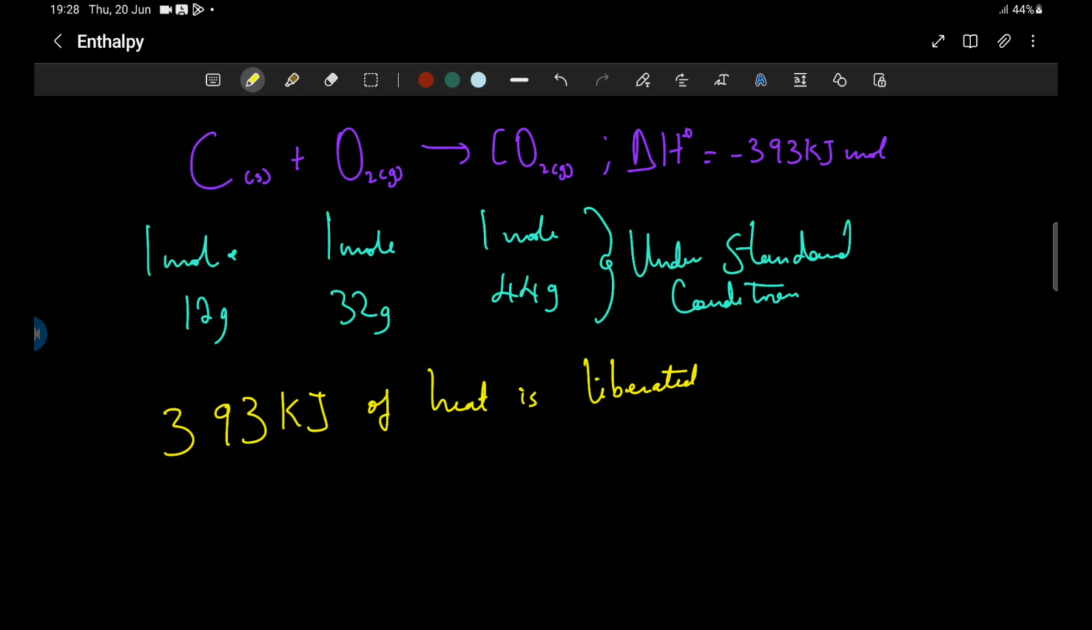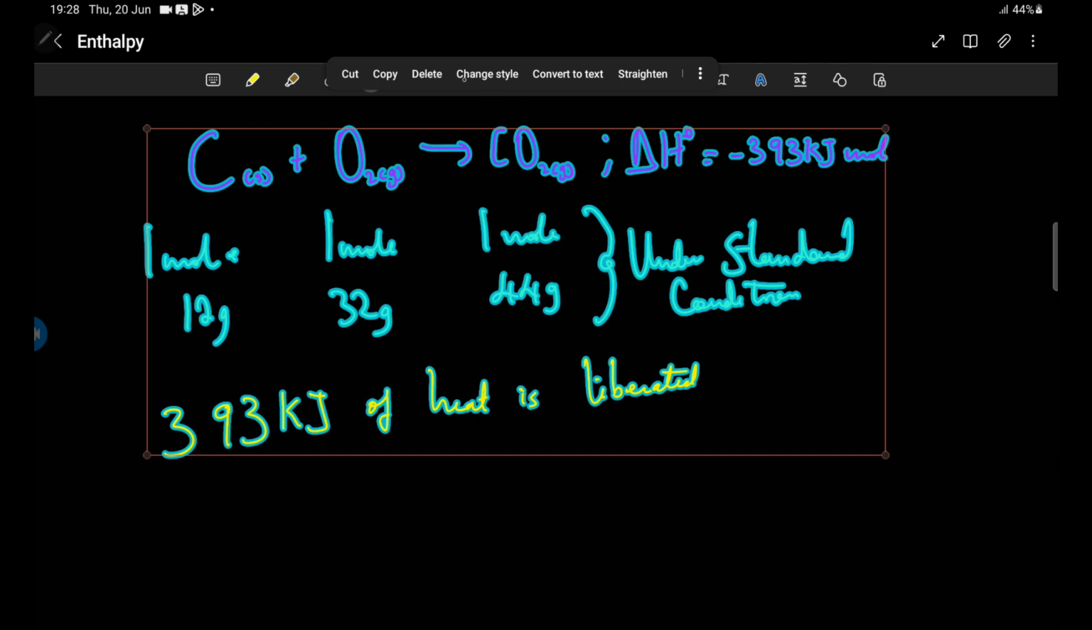All right, now the principle guiding changes in enthalpy and all of that is called Hess's law of heat summation.